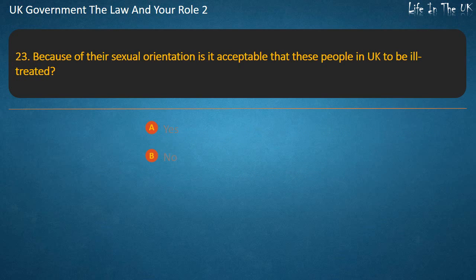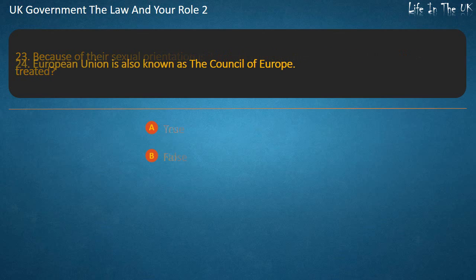Question 23. Because of their sexual orientation, is it acceptable that these people in UK to be ill-treated? Yes. No. Answer. No. Question 24. European Union is also known as the Council of Europe. True. False. Answer. False.